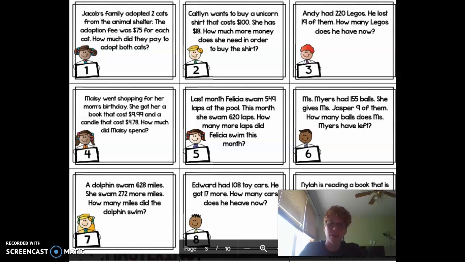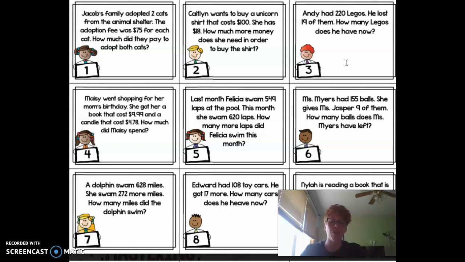I'm going to give you a freebie. Let's focus on problem number 3. I'm going to read it out loud. Andy had 220 Legos. He lost 19 of them. How many Legos does he have now? Well, what clue words do we see? What action words in this word problem do we see that help us understand what's happening to the amount? Because we know Andy started with 220, but then what happened? He lost 19. And when you lose something, your amount gets smaller.